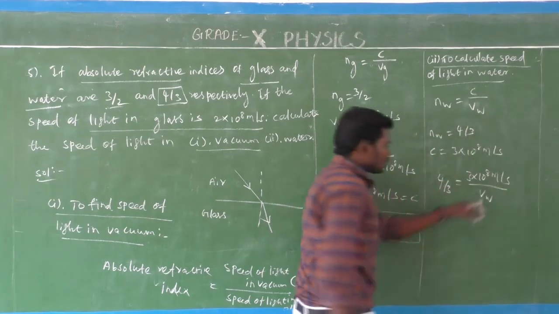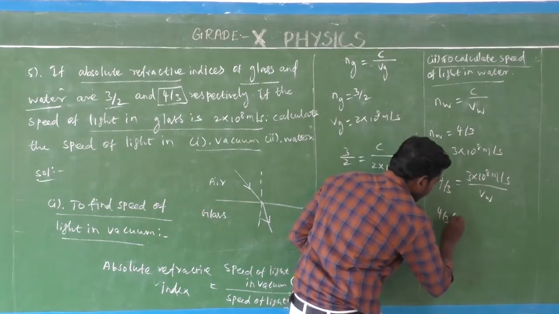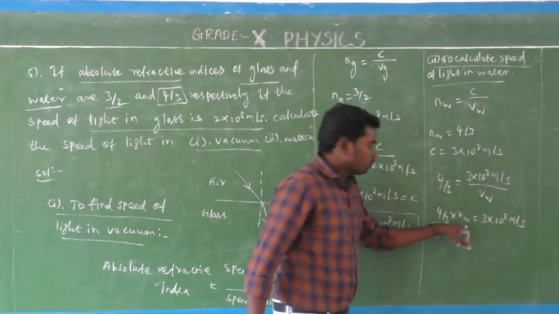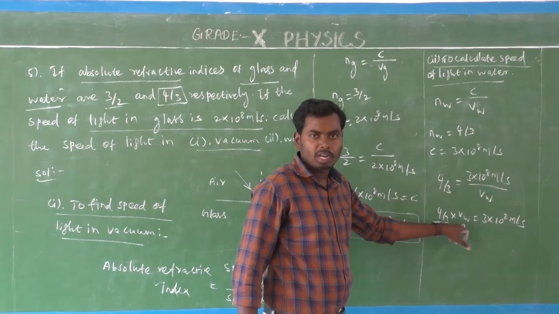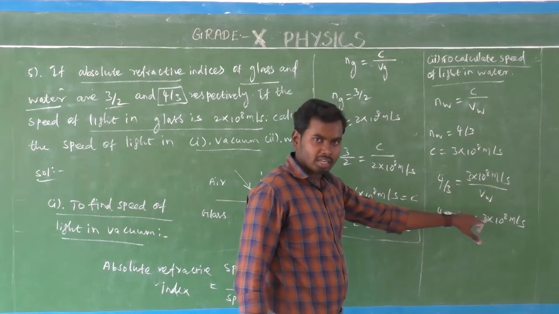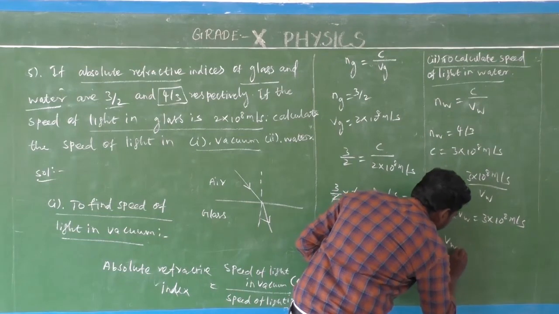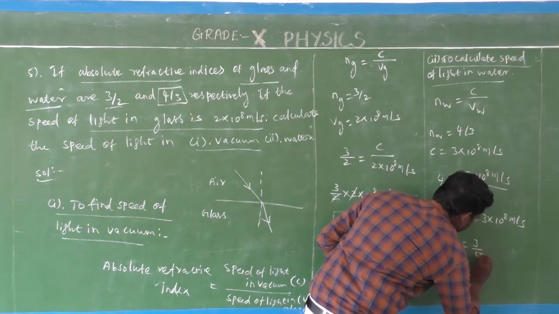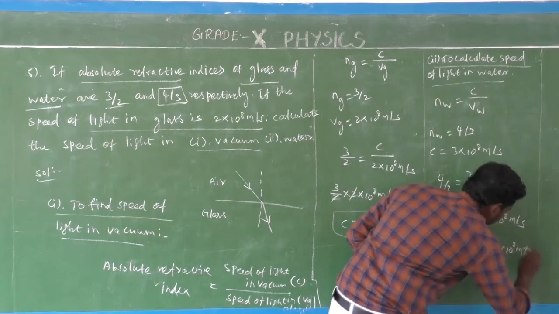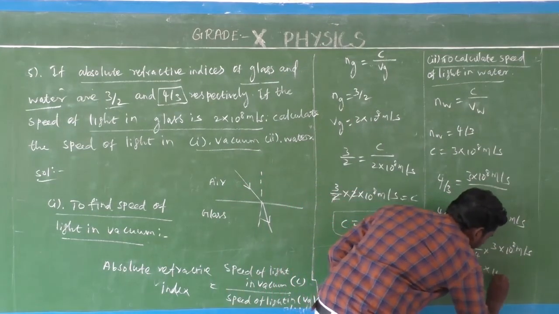So VW. When this term comes across, the division turns into multiplication. So 4 by 3 into VW is equal to 3 into 10 to the power of 8 meter per second. We need to calculate only VW, which means the speed of light in water. When this term comes across, the multiplication changes into division, and the denominator goes to the numerator. So VW is equal to 3 divided by 4, into 3 into 10 to the power of 8 meter per second. So we get 9 by 4 into 10 to the power of 8 meter per second.